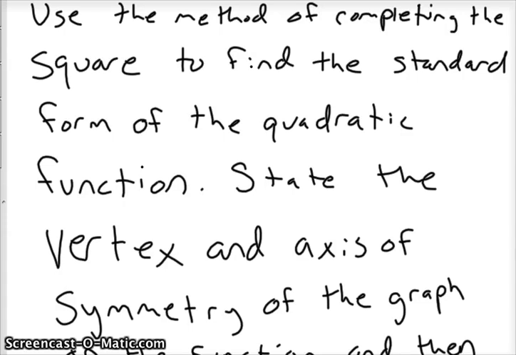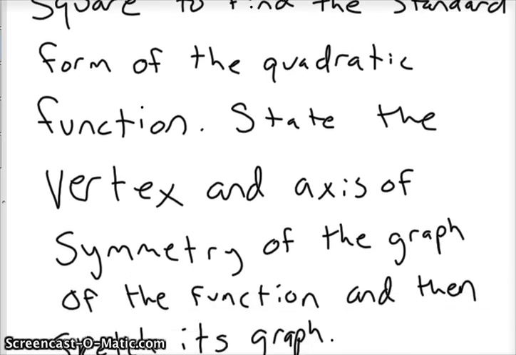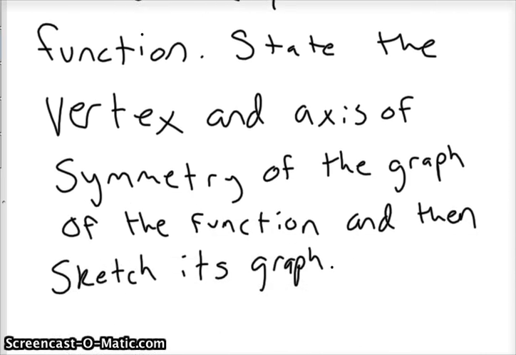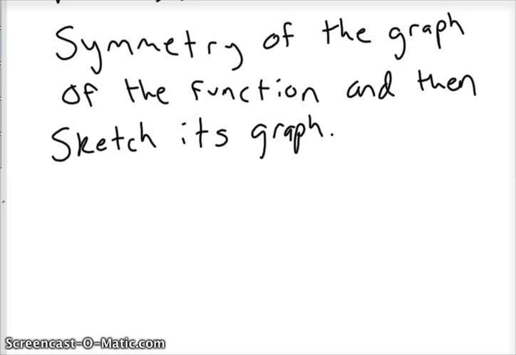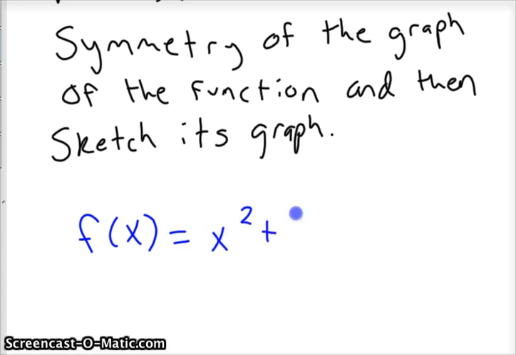Okay, so use the method of completing the square to find the standard form of a quadratic function. State the vertex and axis of symmetry of the graph of the function, and then sketch its graph. That was a mouthful. Okay, so what did you do with this particular one? Let's say you had f(x) = x squared plus 6x minus 1.